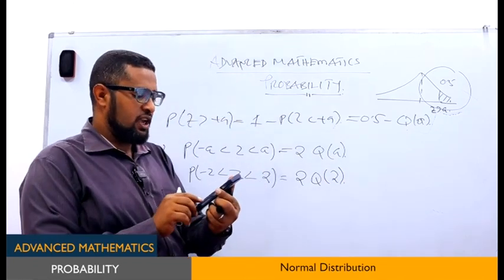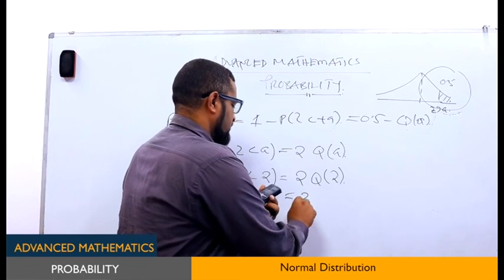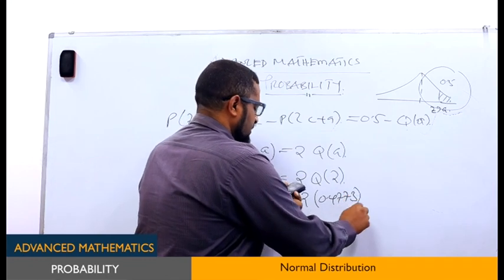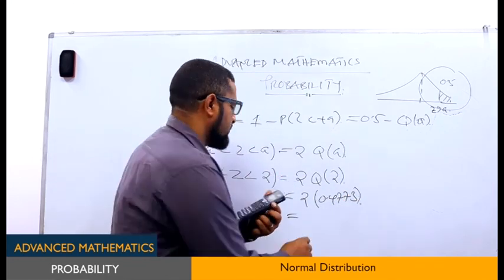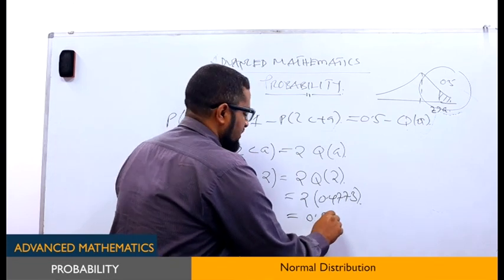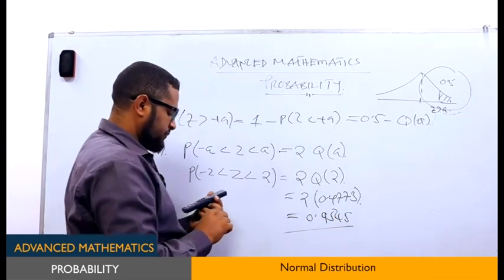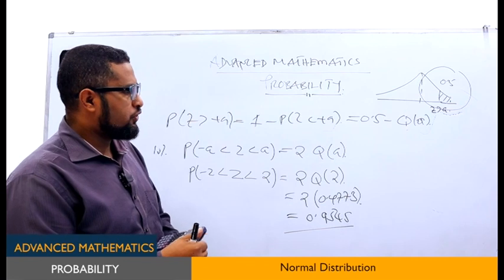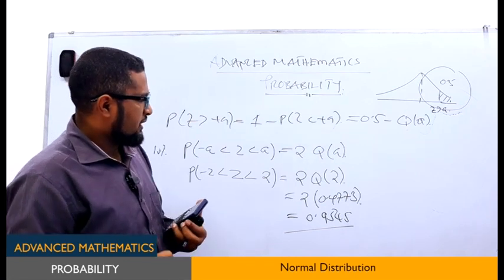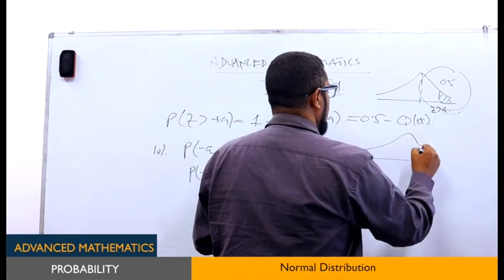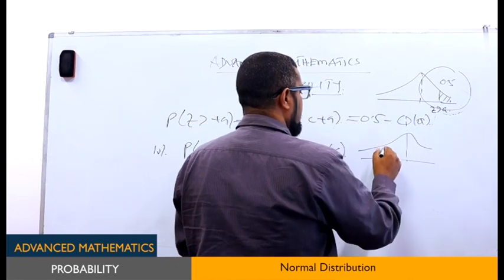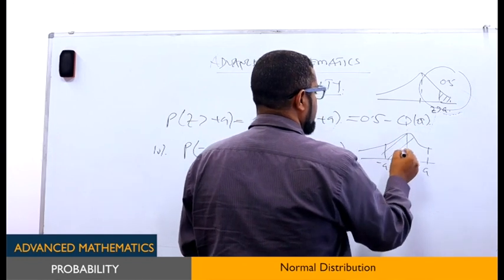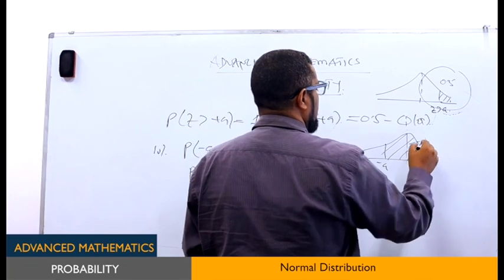So if you use your calculator again, you'll find that it is 2 times the bracket of 0.4773. Opening the bracket by multiplying, you will get 0.9545. That is number 4. So when you draw the curve, here it will be like this. This is the mean, negative a, and this is positive a. So the area that you are looking for is that one. This is the required area.